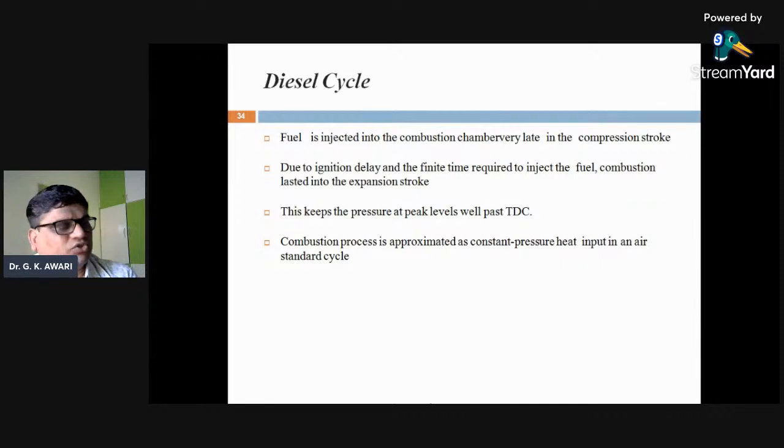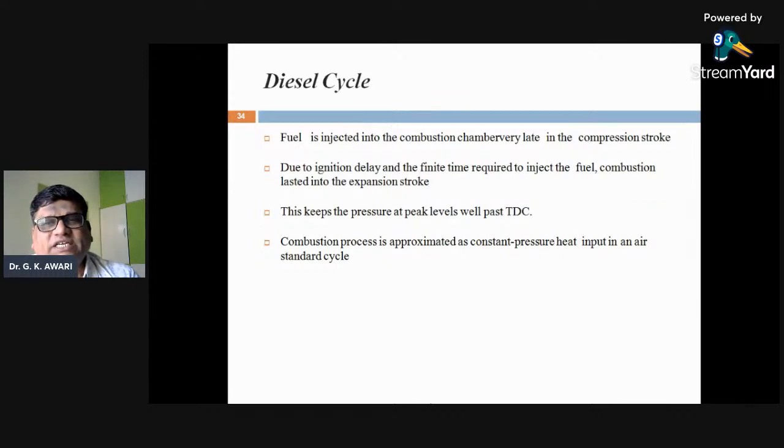the end of the compression stroke, which means that in the suction stroke only air is sucked inside the cylinder, and the air is compressed to such a level that when the atomized diesel is sprayed, the combustion process starts. So this is the difference between the Otto cycle and the diesel cycle. Here the fuel used, as the name says, is diesel, and in the earlier case, the spark ignition engine, the fuel used is petrol.